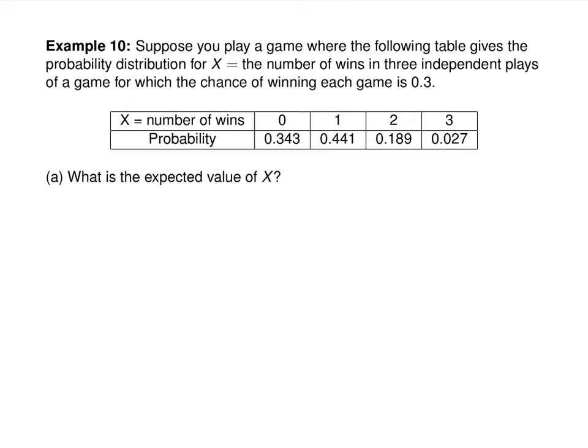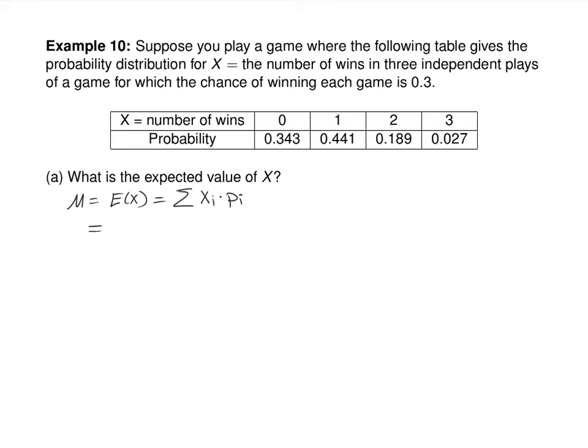All right, suppose you play a game where the following table gives the probability distribution for x, which is the number of wins in 3 independent plays, and the chance of winning each game is 0.3. So first of all, what is the expected value of x? This is the same thing as the mean. So I'm going to say mu equals E of x. And the way you find this is you take the sum of your x's multiplied by their corresponding probabilities.